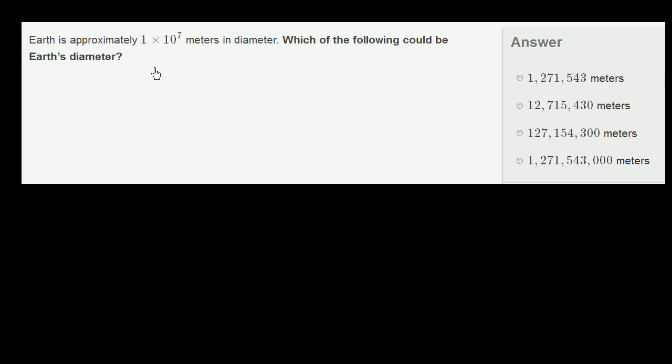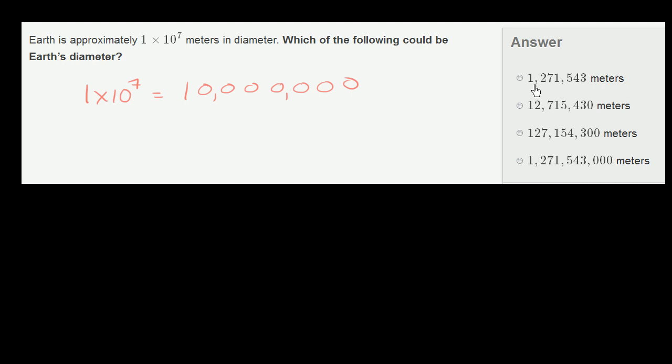And the key here is to realize that 1 times 10 to the 7th is the same thing as 1 followed by 7 zeros. 1, 2, 3, 4, 5, 6, 7. Let me put some commas here so we make it a little bit more readable. Or another way of talking about it is 1 times 10 to the 7th is the same thing as 10 million. So which of these, if we were to really roughly estimate, we would go to 10 million?